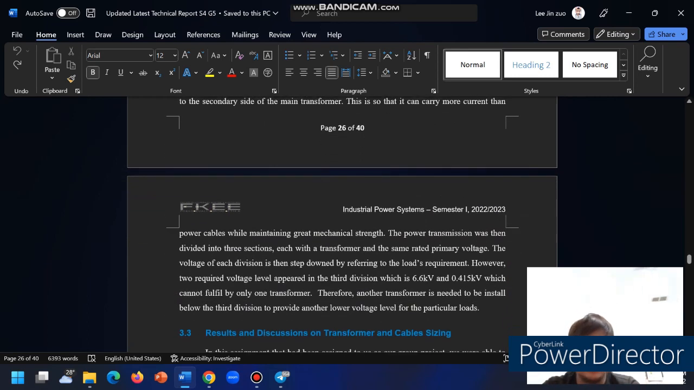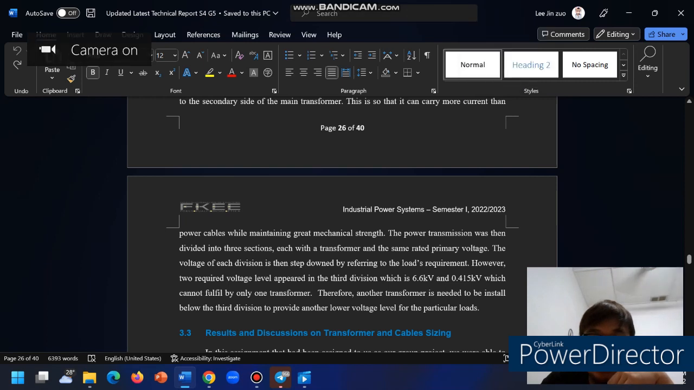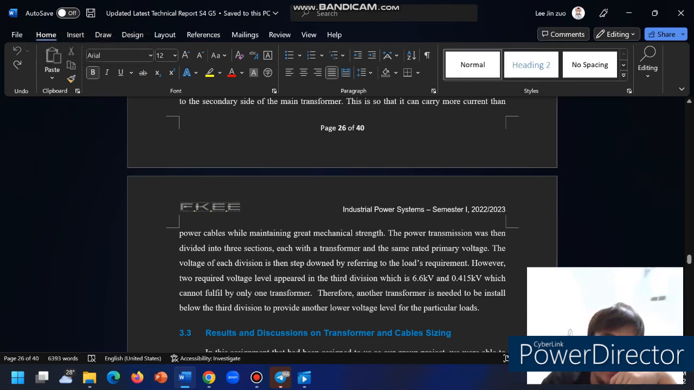And the power transmission was then divided into 3 sections, each with a transformer of the same rated primary voltage. The voltage of each division is then stepped down by referring to the load requirement. However, 2 required voltage levels appear in the 3rd division, which are 6.6 kilovolt and 0.14 kilovolt, which cannot be fulfilled by only 1 transformer. So therefore, another transformer is needed and installed below the 3rd division to provide another low voltage level for the particular load. That's all from me.